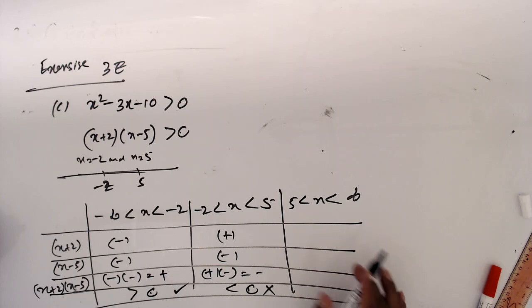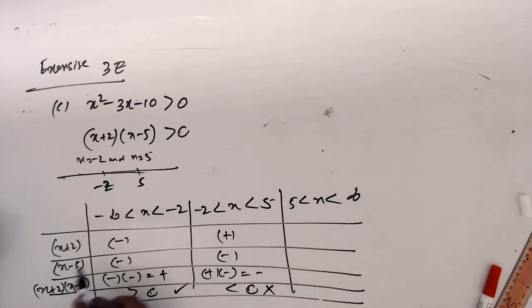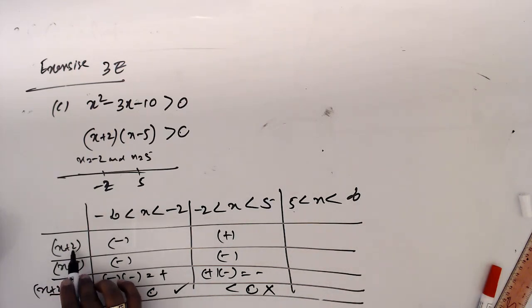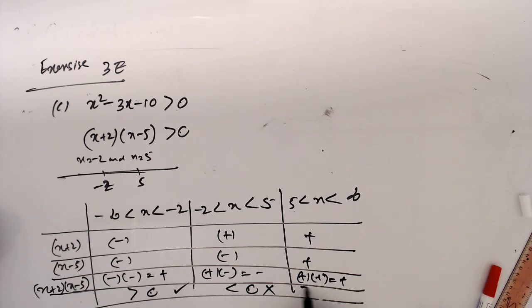Then, since I know that this is going to be positive, we'll check that one. We'll take any number more than 5, say 10,000. 10,000 plus 2 is still positive. 10,000 minus 5 is still positive. Positive times positive is positive, greater than 0. That's fine.